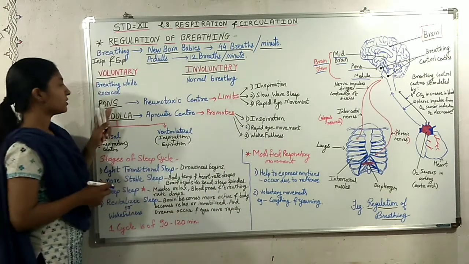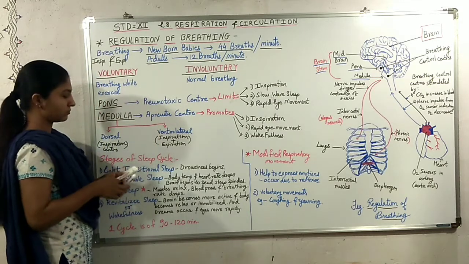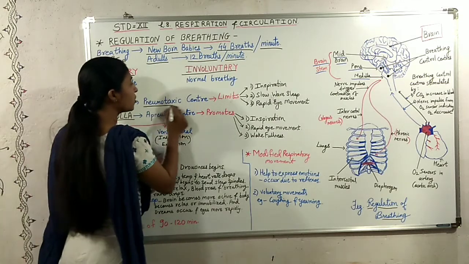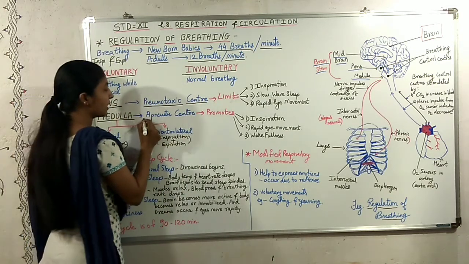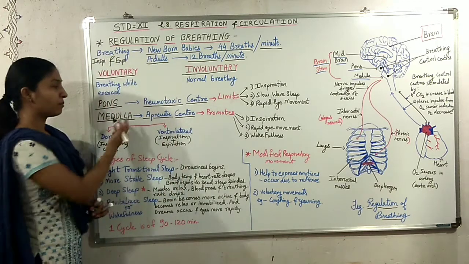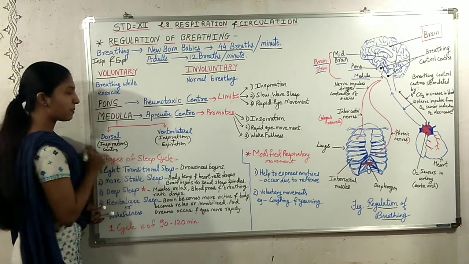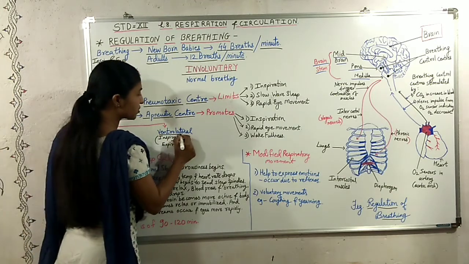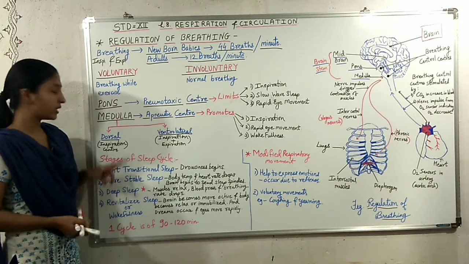Now this pons is also called the Pneumotaxic Center, and this medulla is called the Apneustic Center. Now medulla has two parts. First is the dorsal part and second is the ventrolateral part. The dorsal part controls only breathing.